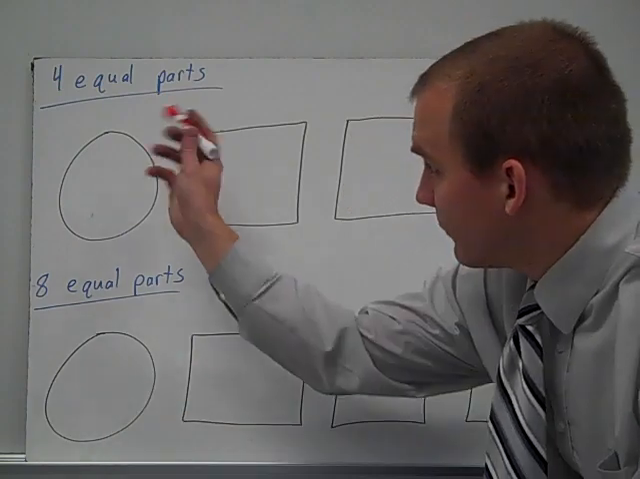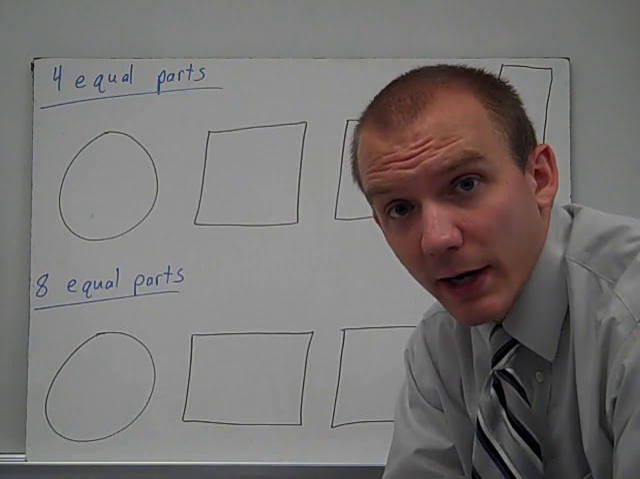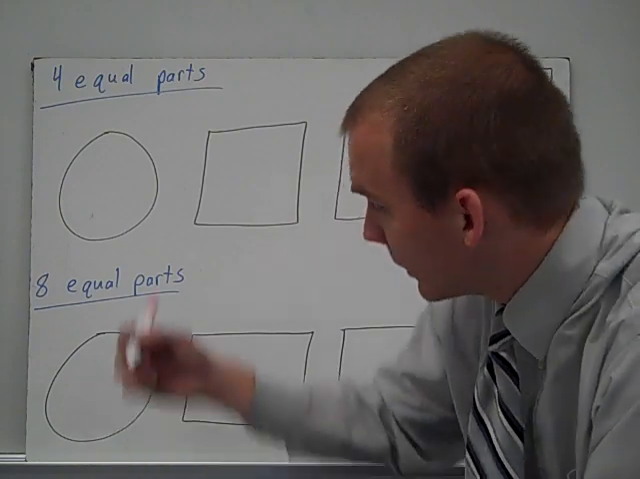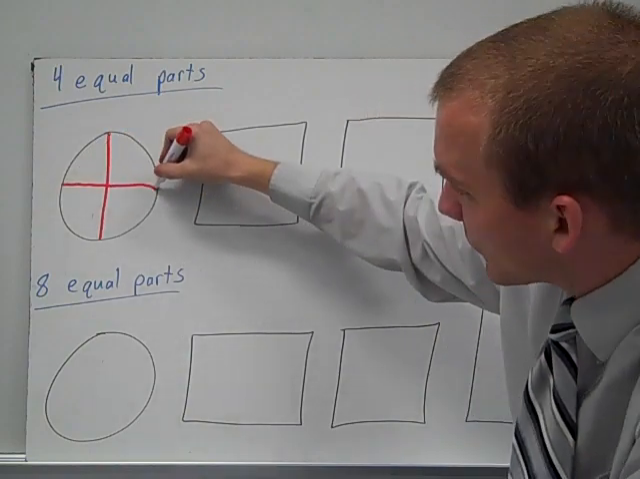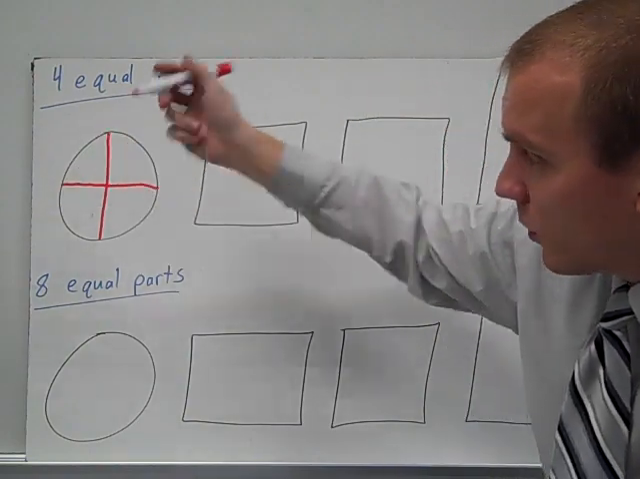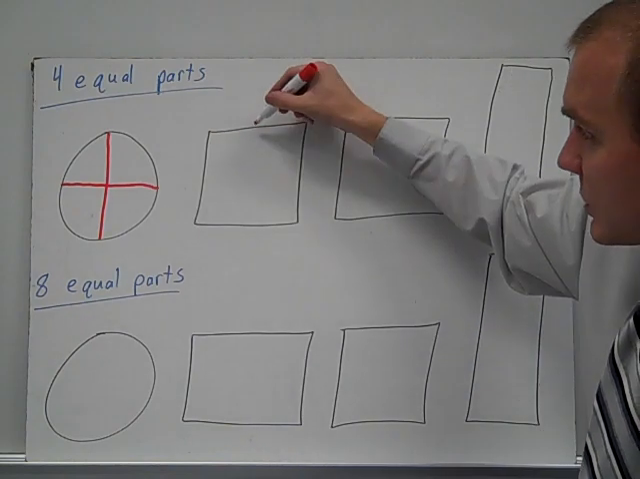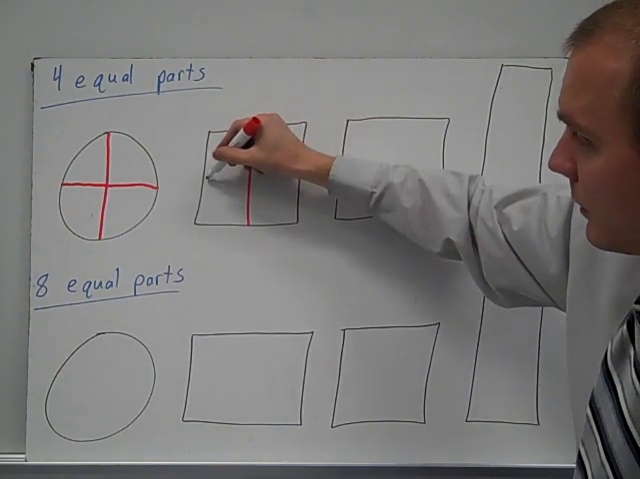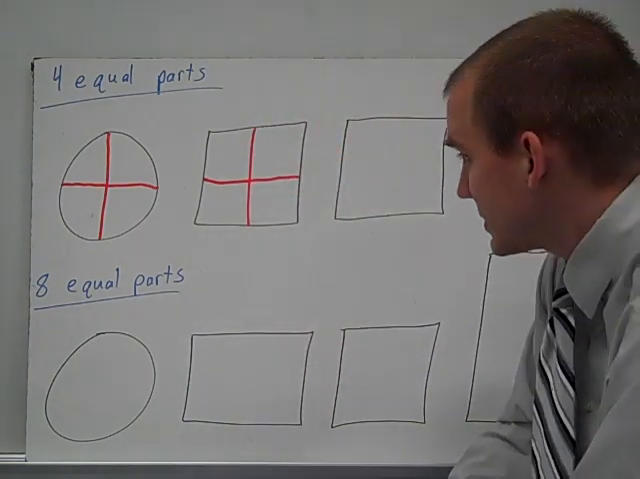Okay, let's look at 4 equal parts. It's just like splitting it in half, but you just have to do it twice, because 2 times 2 is 4. So first you could go up, and then across. 2 lines, 1, 2, 3, 4 equal parts. You could take the same strategy and apply it to this square. Down and across. Now you might have done it differently, and you could have 4 equal parts.